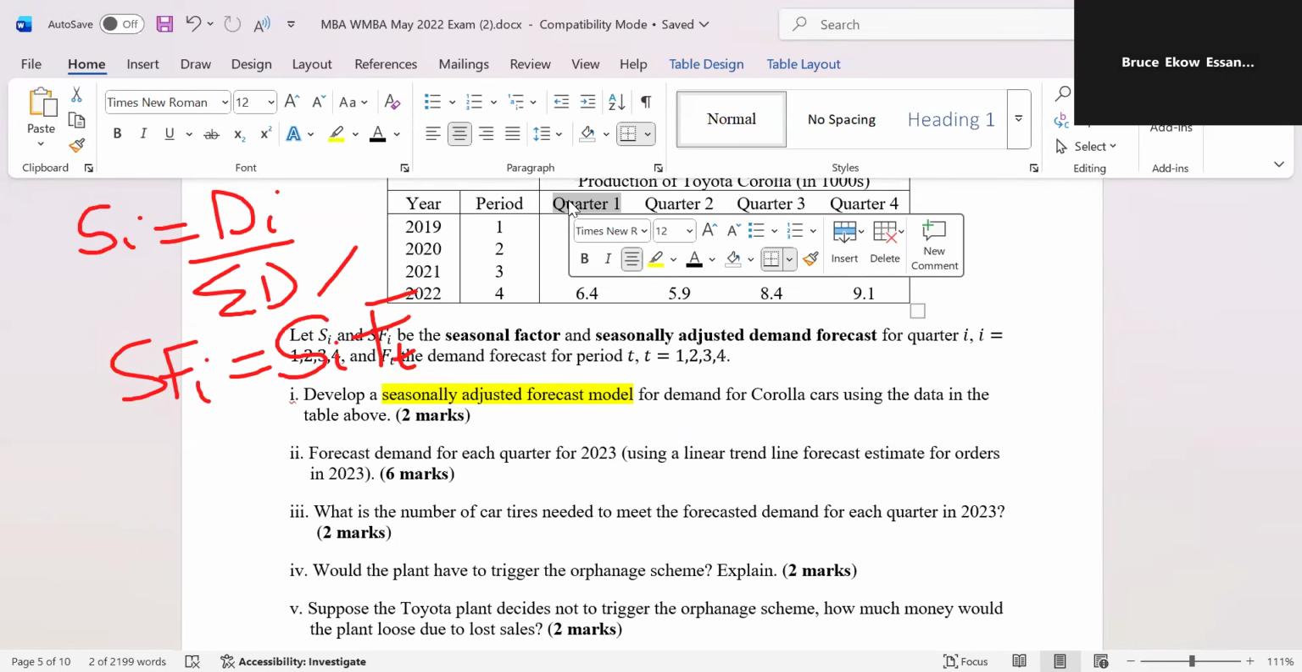0.22. Yes, please. So that is a seasonal forecast. Who can tell me the seasonal forecast for quarter two?